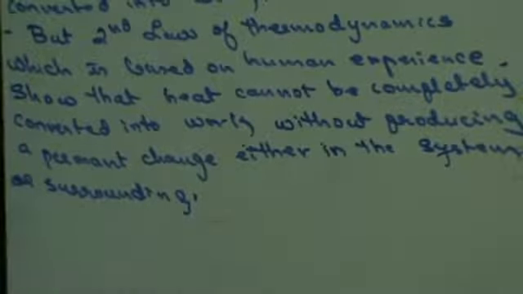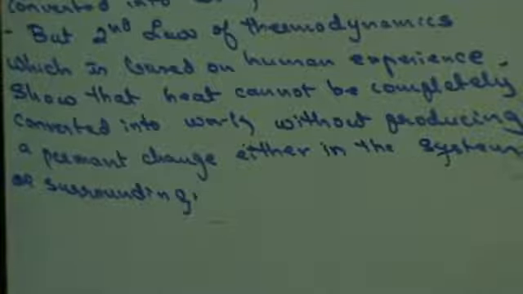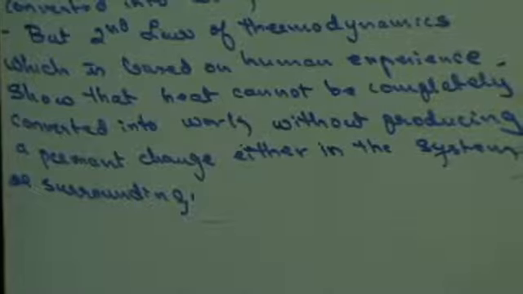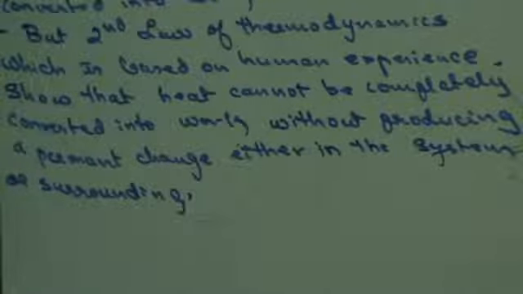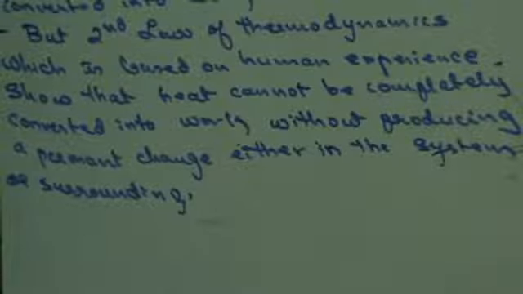So that is what your second law of thermodynamics says. When heat is given to a system, it cannot be completely converted into work without producing a permanent change, either in the system or the surrounding. So the heat given to the vessel cannot be completely utilized to heat the water. Some amount of it will be utilized to heat the vessel also. Right? Do we get this?